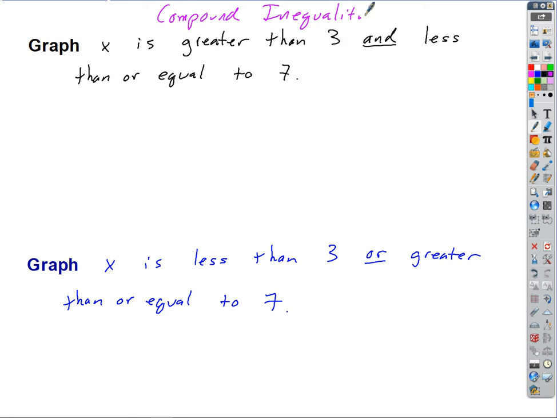So, compound inequality means we're gonna have two conditions on this now. What if we wanna say x is greater than 3 and less than or equal to 7? How could I do that? I mean, if I just write that out the same way that the sentence is written, I could say x is greater than 3 and our symbol for and is the caret, right, upside down V, and x is less than or equal to 7.